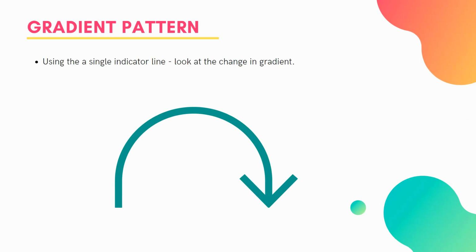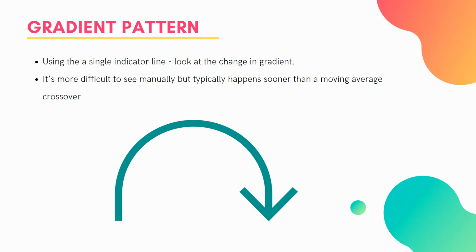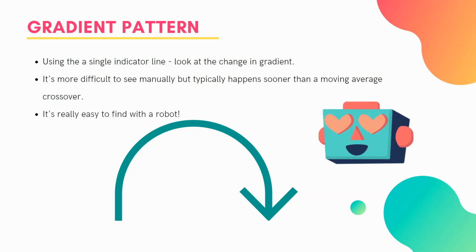So we're looking at the gradient. We only need one line for this, a single indicator line, and we're looking at the change in gradient of that line. As I said, it's more difficult to see manually, but it typically happens sooner than a moving average crossover, so that can save you a lot of pips in the long run. It's really easy to find with a robot.